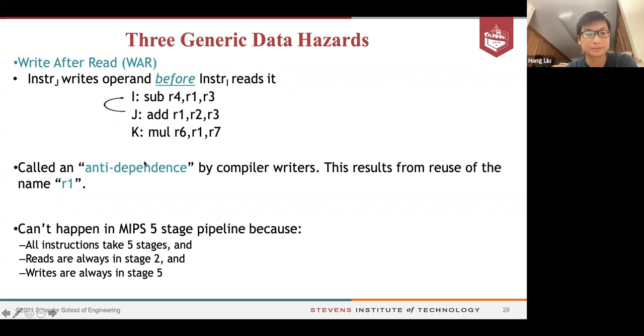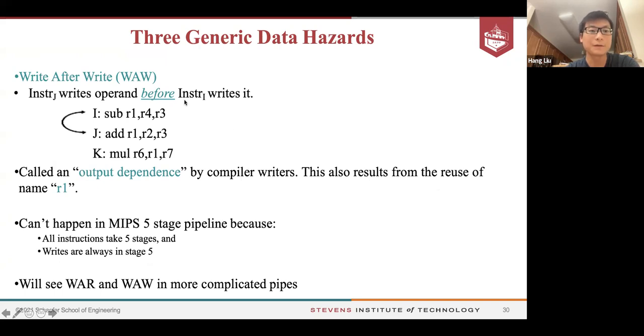So this kind of dependency is an anti-dependency. It's like not a dependency, right? We can intuitively remember it that way. Anti-dependency results from the reuse of the name R1. This will not happen in the MIPS 5-stage pipeline because all instructions take 5 stages and reads are always in stage 2 and writes are always in stage 5, assuming the instructions are in order, right?